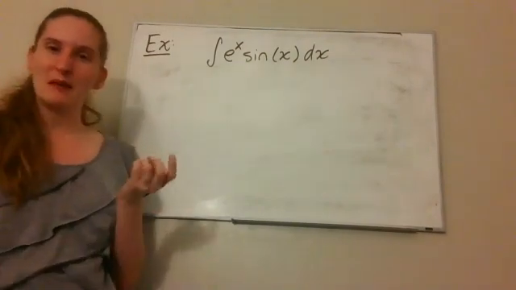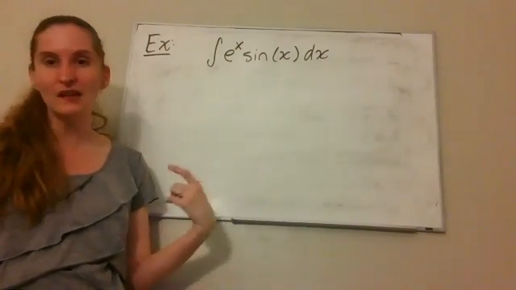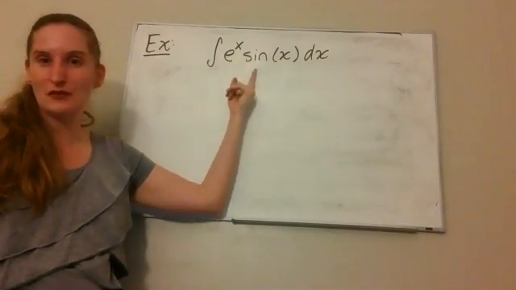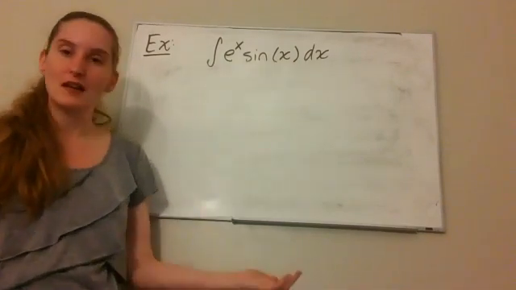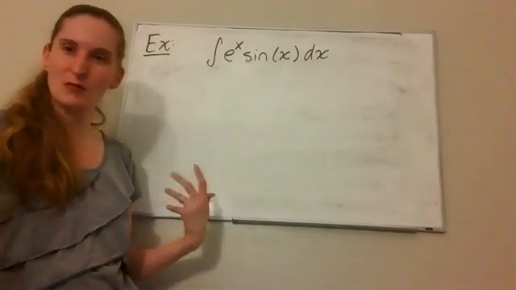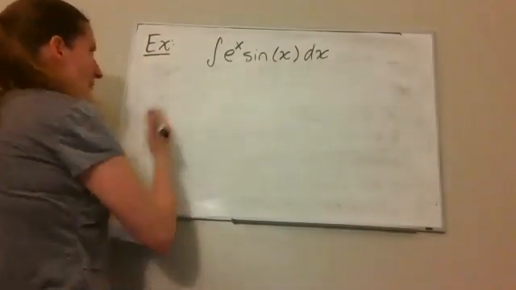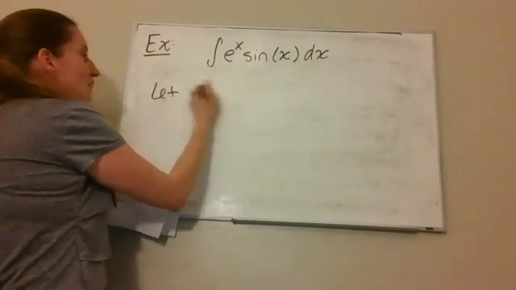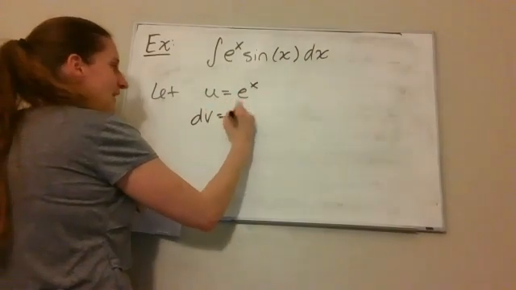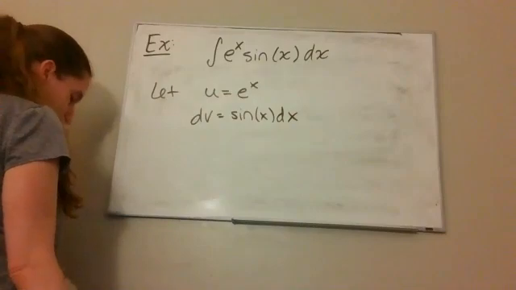Now this problem might scare you for a little bit because neither of the choices gets easier when I take the derivative. Derivative of e to the x is itself, and derivative of sine is cosine. Neither one gets more complicated or easier. So which one do we choose? When I'm in a situation like that, I tend to just keep them in the order they're already listed. So I would do u equals e to the x and dv equals sine of x dx. It would work the other way as well.